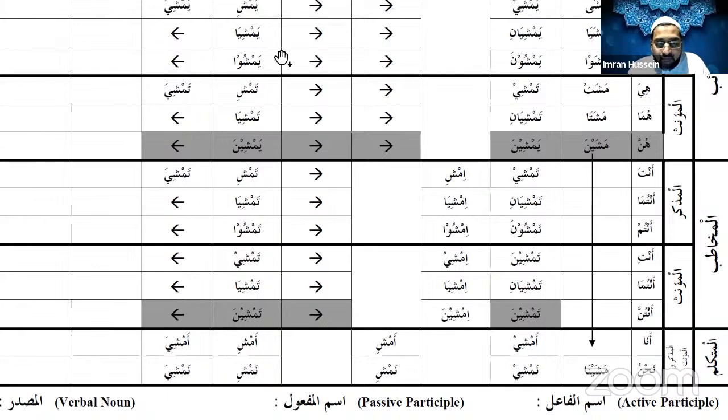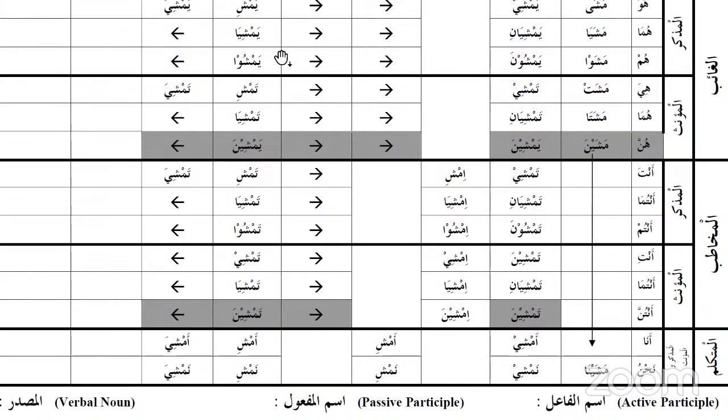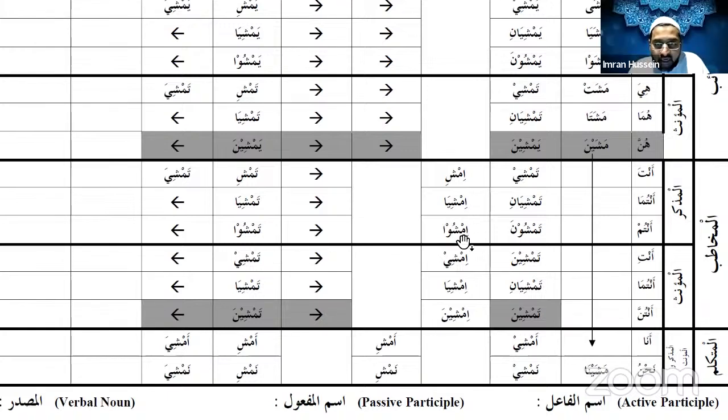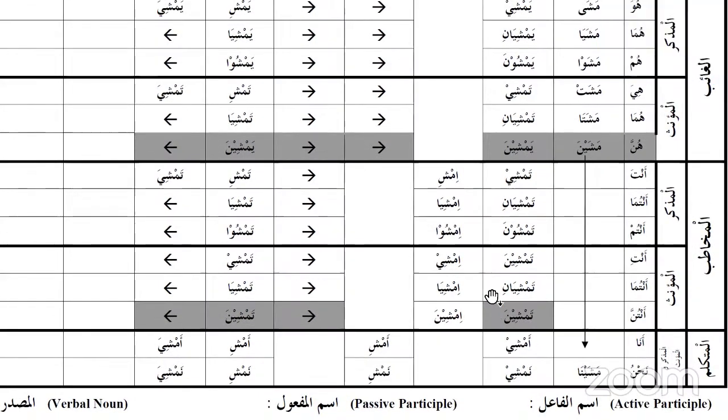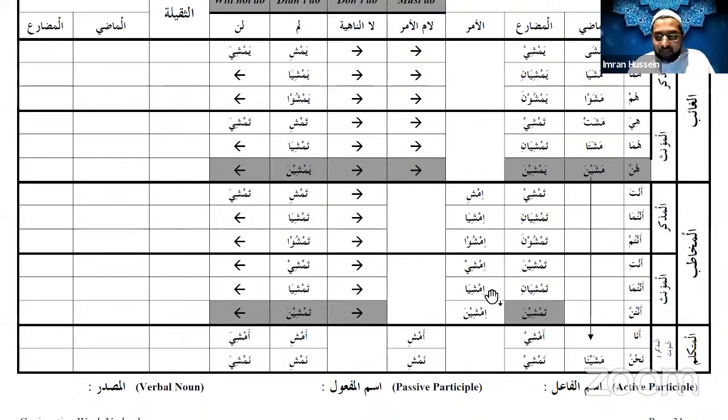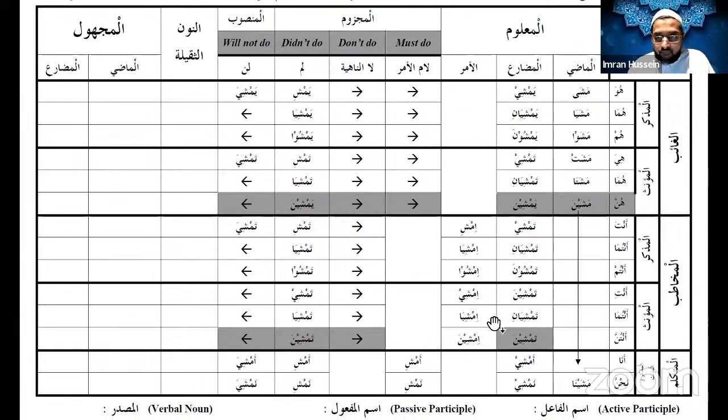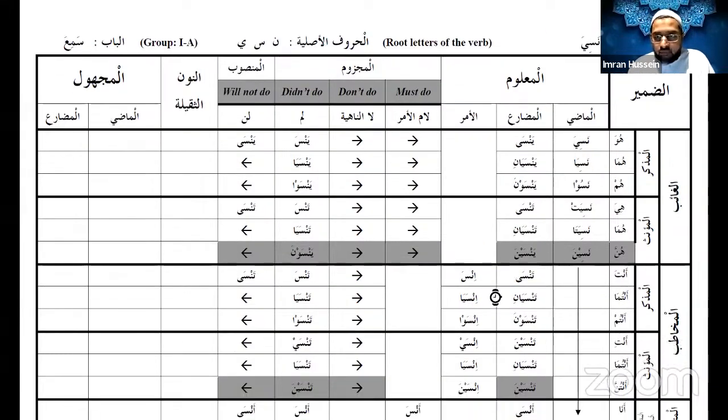Is that clear? Yes, exactly. This is what happened. So it became imshi, imshia, imshu, imshi, imshia, imshina. After the damma the waw drops, and after the kasra the ya drops, to show the jazm. Yes, exactly. Okay, right, we have done that.